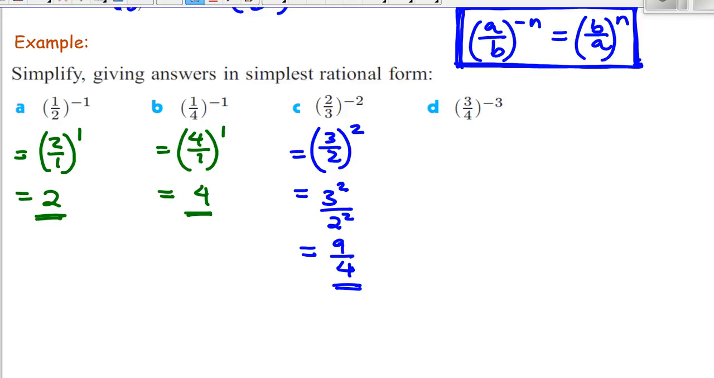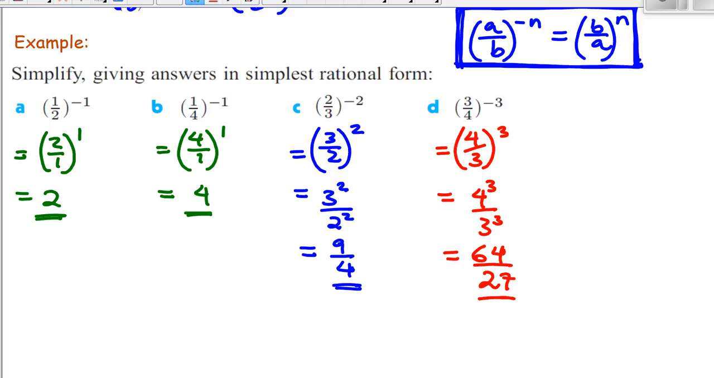And then in the last question, you interchange the top and the bottom, so you have 4 over 3, now to the power 3, which will be equal to 4 to the power 3 over 3 to the power 3. And the thing here is, it's everything in the bracket to the power 3. So 4 to the power 3 over 3 to the power 3. And then you can work that out, you can use your calculator, so that will be 64 over 27. So that's how you use that formula to simplify expressions like this one.